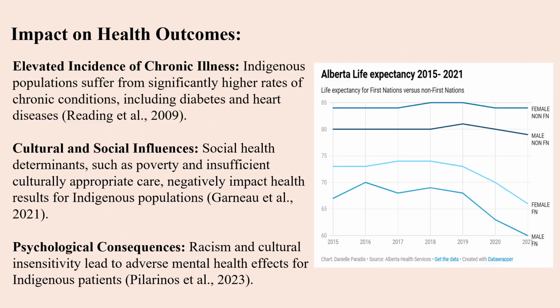These factors directly impact health outcomes. Indigenous communities experience significantly higher rates of chronic conditions such as diabetes and heart disease. The social determinants of health, poverty, and lack of culturally appropriate care accelerate these issues, leading to poor physical and mental health outcomes, particularly due to the experience of racism and cultural insensitivity in healthcare. Here is an example of Alberta life expectancy. The graph showed that non-Indigenous people have a longer life expectancy compared to the Indigenous population.